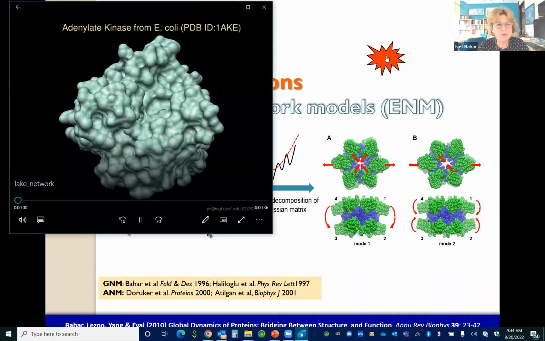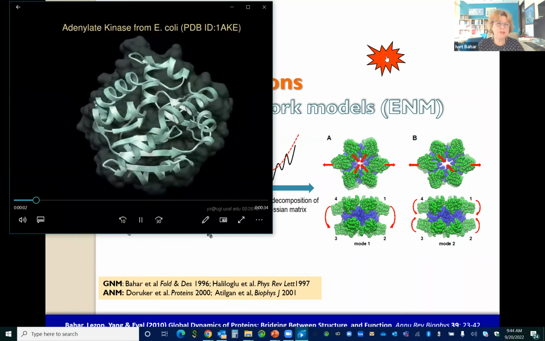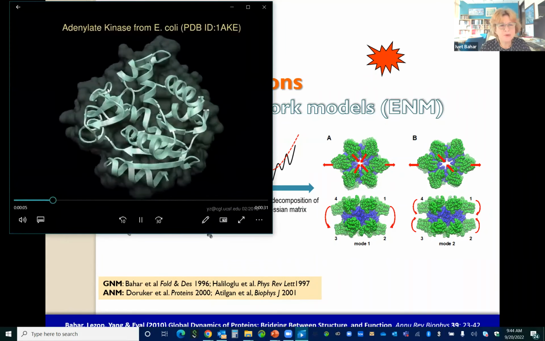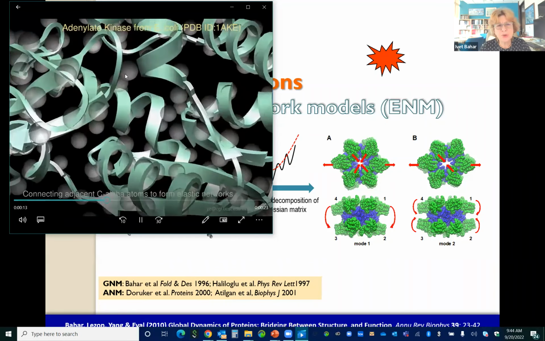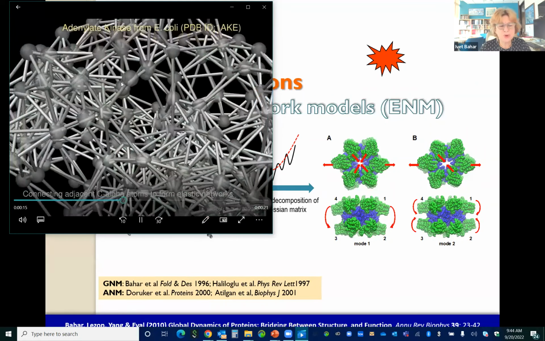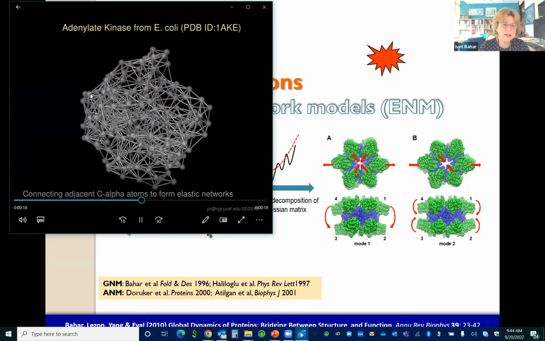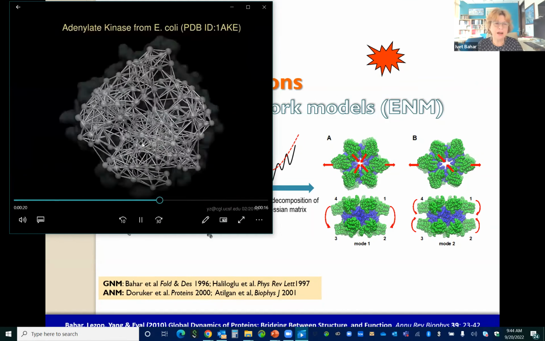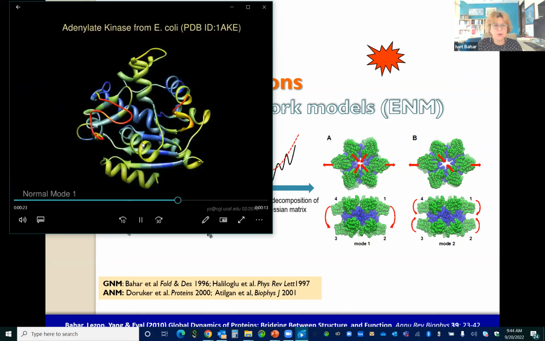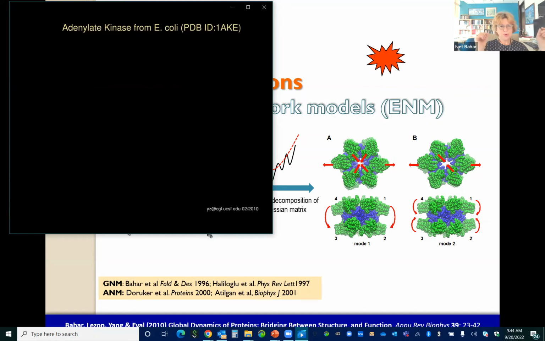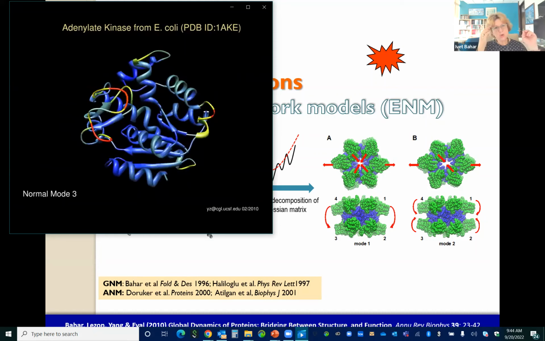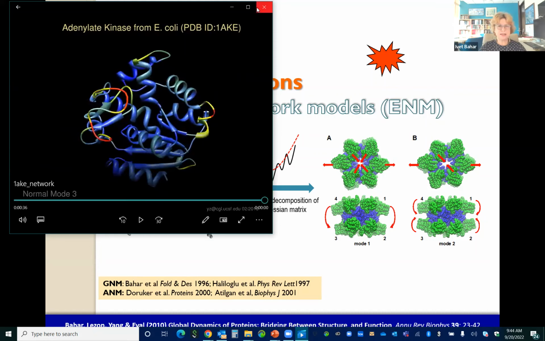Here is a summary in this movie. Suppose you take a given PDB structure, let's say adenylate kinase, focus on the backbone, and identify all the alpha carbons, shown here by spheres. These are the nodes of our network. And then those that are nearby, we connect by springs. Here is the network representation of adenylate kinase. And then we start to do what's called a normal mode analysis, determining the most collective motions, mode 1, mode 2, mode 3, etc. I'm going to explain how we do these things, okay?